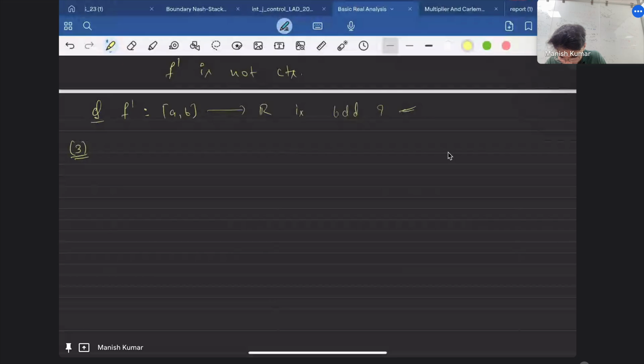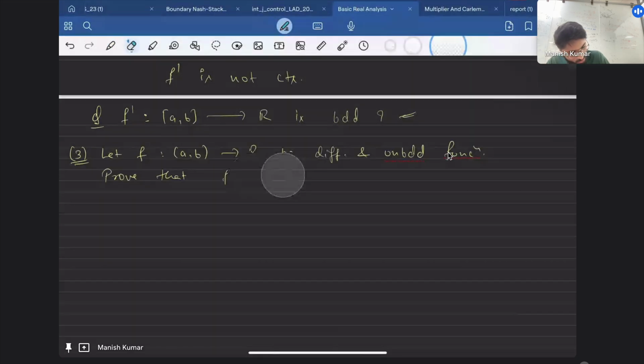Okay, so the next question is: let f be a function on an open interval (a, b) to R, differentiable and unbounded. Then prove that f prime is also unbounded on (a, b).